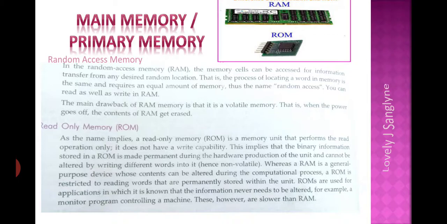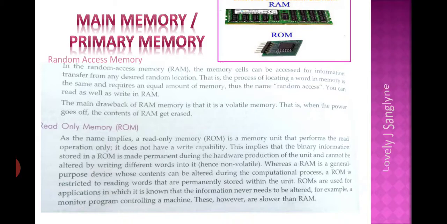But the main disadvantage or drawback of RAM is that it is a volatile memory. That means when the power goes off, the contents of the RAM get erased. Your exercise copy is not an example of volatile memory. It can be an example of random access, but not of volatile memory, because when you close your copy after your class is over, you can still access your exercise copy next time.